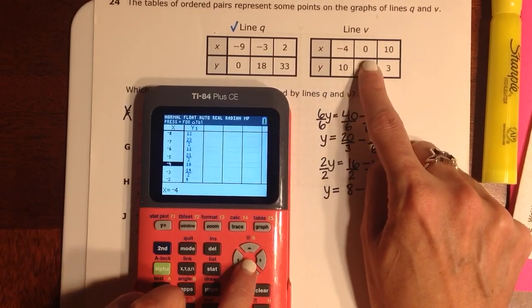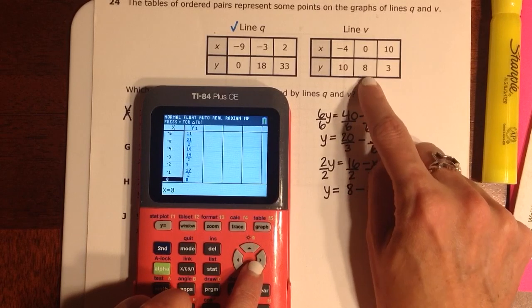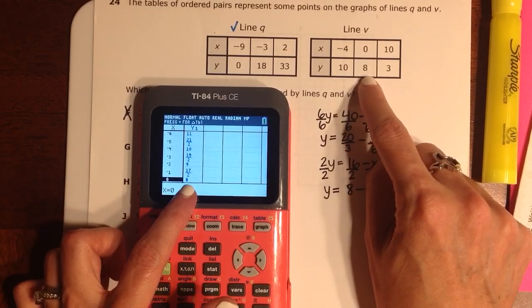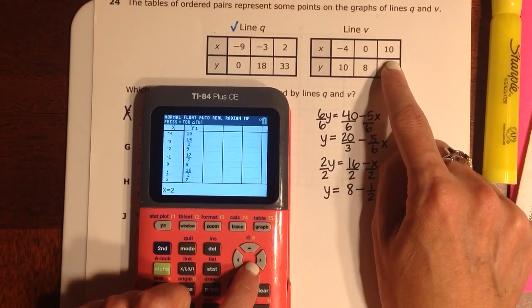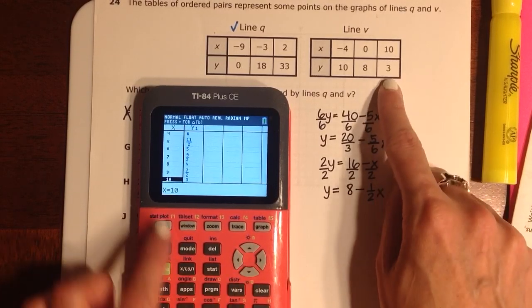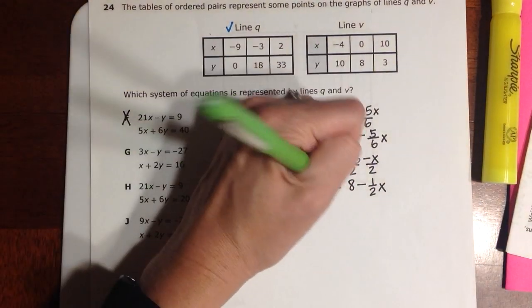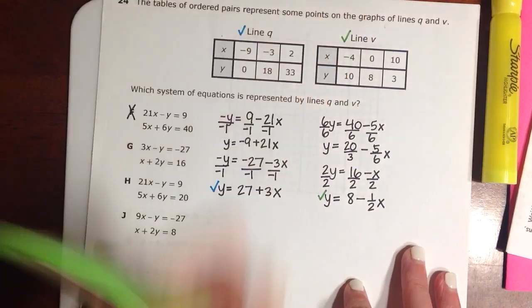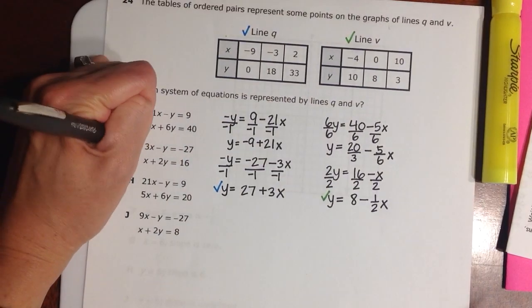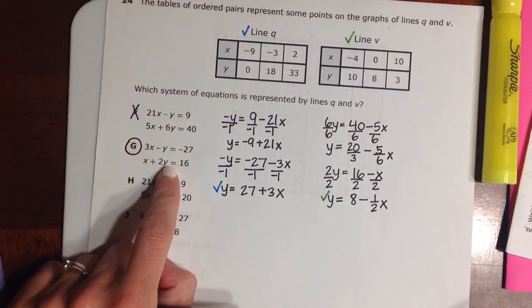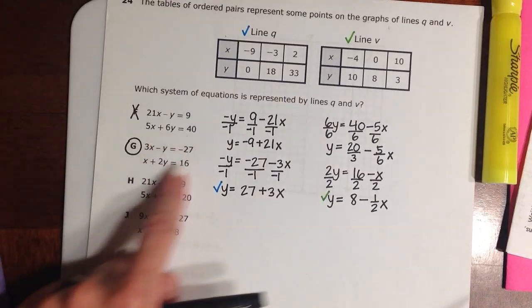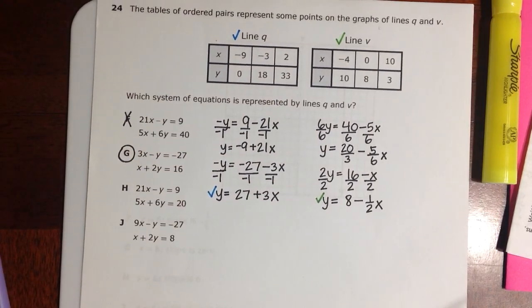So now I'm going to check the next one. When x has a value of 0, is my y value 8? Yes, it is. And when my x value is 10, is my y value 3? And it certainly does match. So now I know that this equation matches up with line V. So that means the correct answer is G. The system of equations that is represented in the table is the system that is in G.